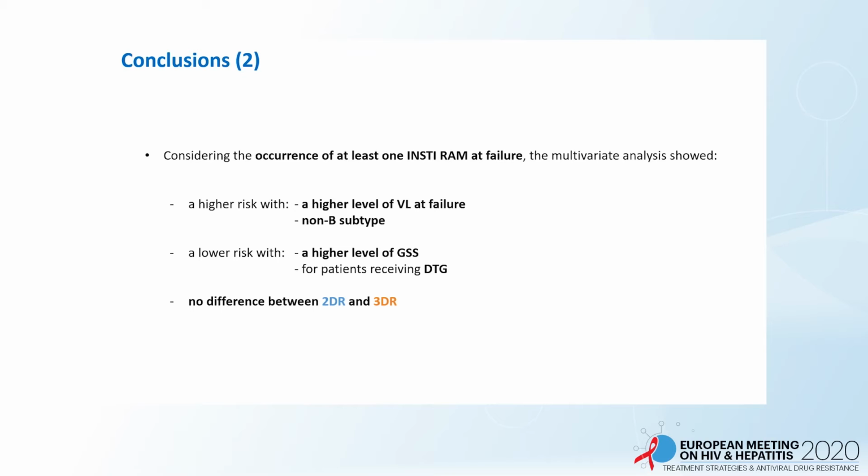Finally, considering the occurrence of at least one integrase resistance mutation at failure, the multivariate analysis showed a higher risk with a higher level of viral load at failure and a non-B subtype, and a lower risk with a higher level of GSS and for patients receiving dolutegravir. There was no difference between 2-drug regimen and 3-drug regimen.